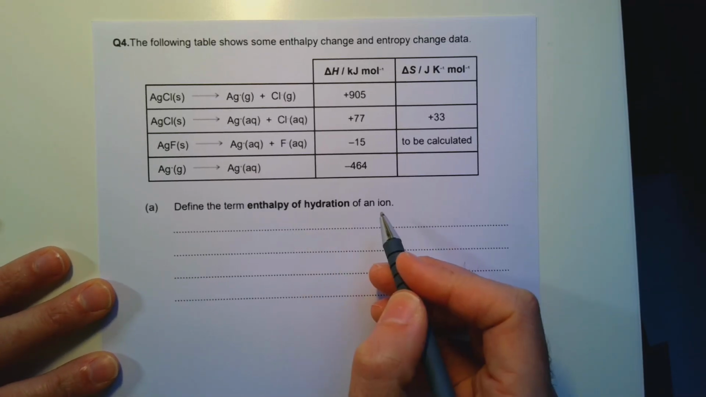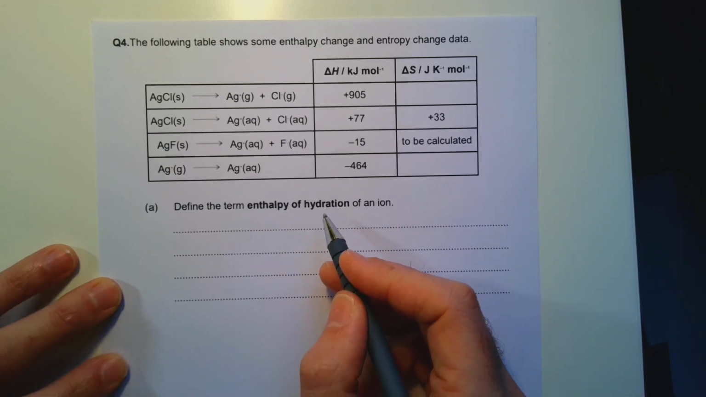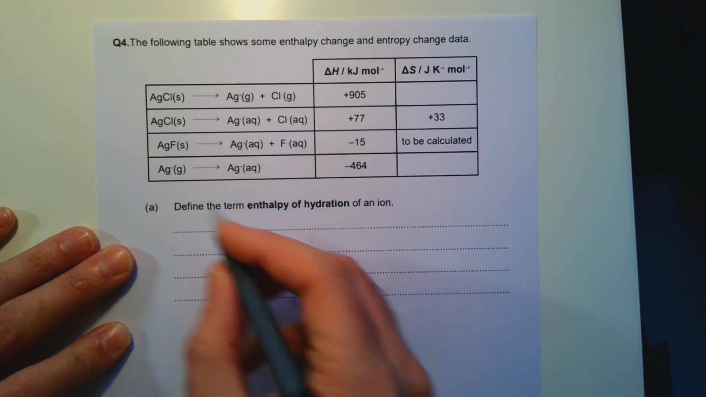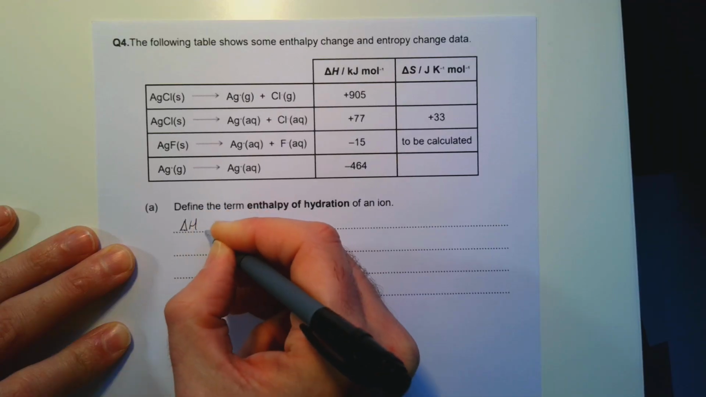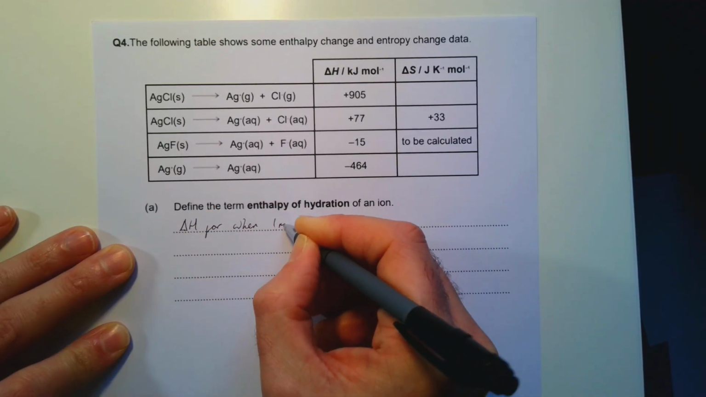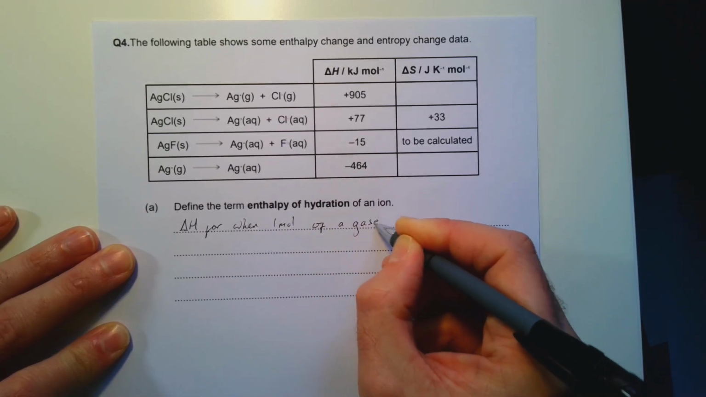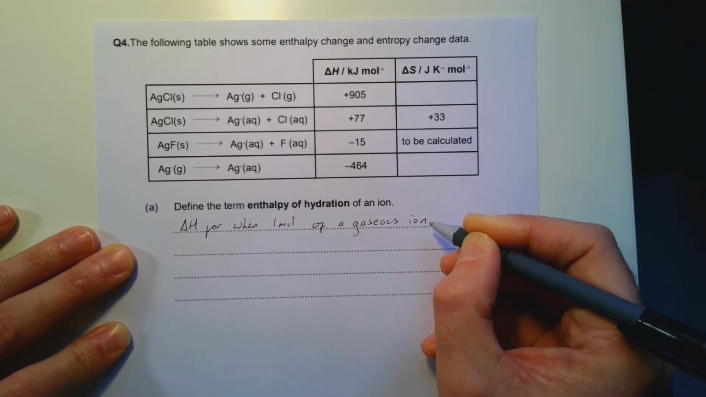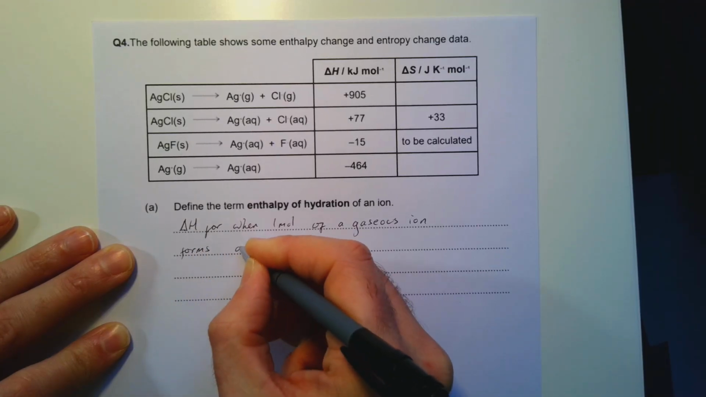And this is one where we want to just have the definition memorized along with a few other enthalpy definitions. So we'll say that the enthalpy of hydration is the enthalpy change. We can just write delta H for when 1 mole of a gaseous ion forms aqueous ions.